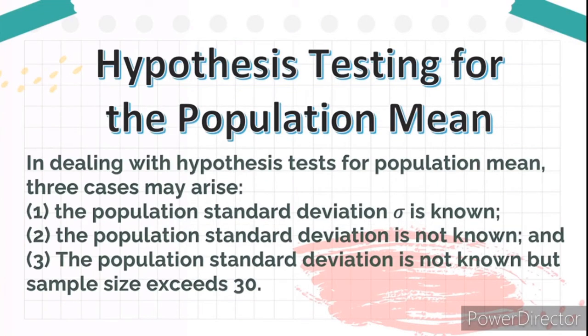And of course, we have 3 cases in dealing with hypothesis tests. Number 1 is yes, the population standard deviation is known, and the population standard deviation is not known. When the population standard deviation is known, that is z-test. When the population standard deviation is not known, that is t-test. The population standard deviation is not known, but the sample size exceeds 30, still, that is z-test. We're going to use z-test since the sample size exceeds 30, no?